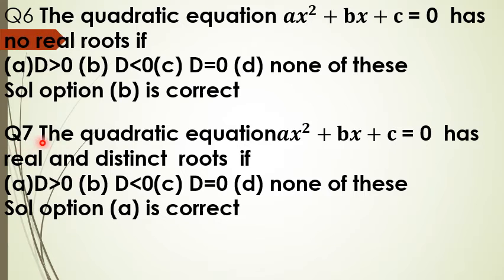Now let's come to question number 7. The quadratic equation ax square plus bx plus c equals 0 has real and distinct roots if, in option A, D greater than 0, D less than 0, or in option C, D equals 0, or D none of these. So here option A is correct, because in the question it is given that the quadratic equation has real and distinct roots. In that case, it means that our discriminant is positive, so it should be greater than 0, and the roots will exist.